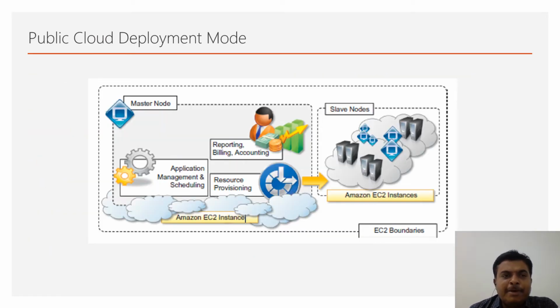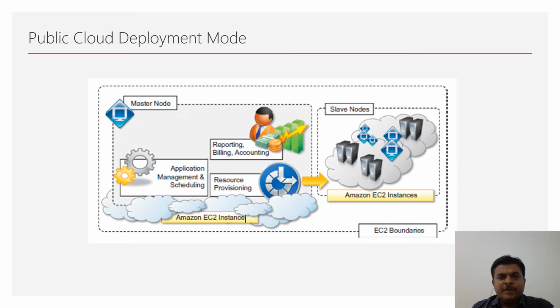Now we'll see public deployment mode. So, as we have seen in private cloud deployment, there we have used local physical resources to provide services to the cloud. But whereas in public cloud deployment mode, we'll have public servers hosted on several cloud service providers such as Amazon, Google, or some other service providers.